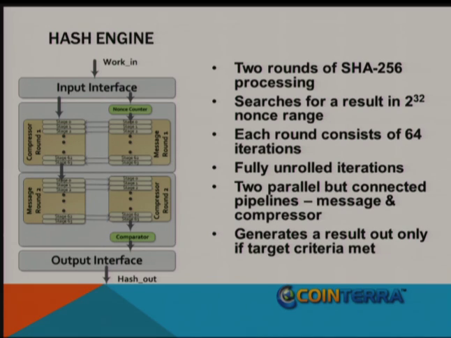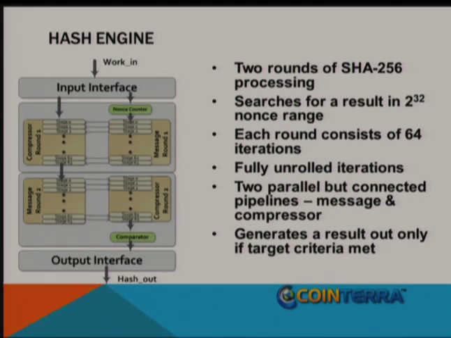128 entry deep pipeline. This pipeline is divided into 2 parallel pipelines. One is the message pipeline, and one is the compressor pipeline, as shown in the picture. There is a nonce counter that counts from 0 and up to 2 to the 32 minus 1. So at any given instant of time, there are 128 different nonce values being processed in the pipeline.